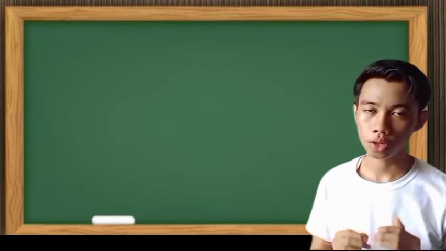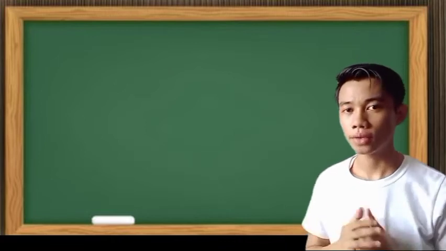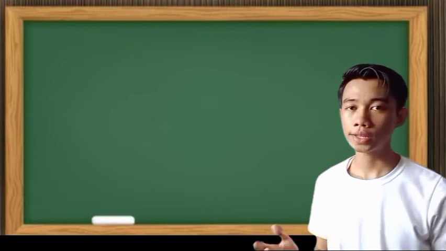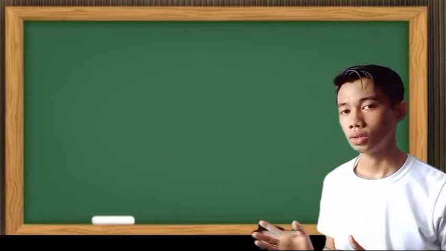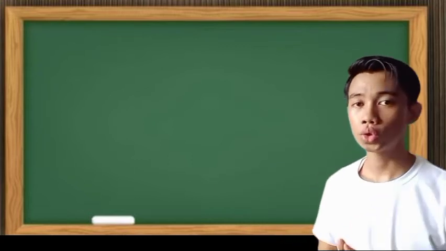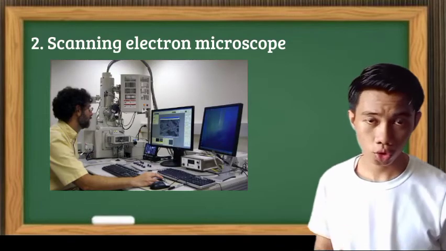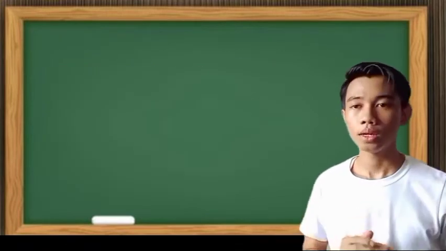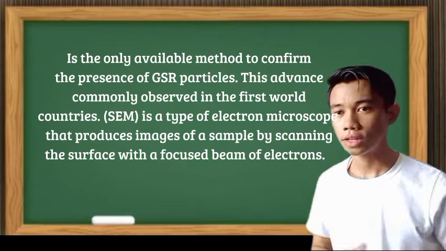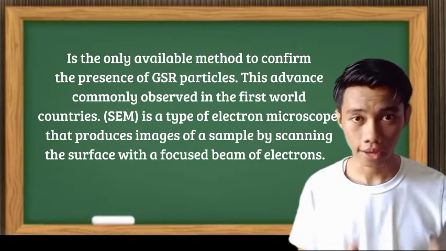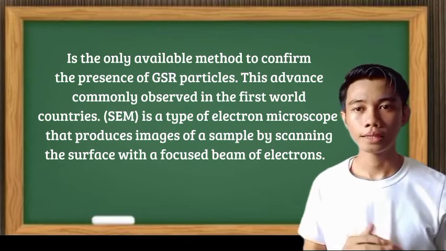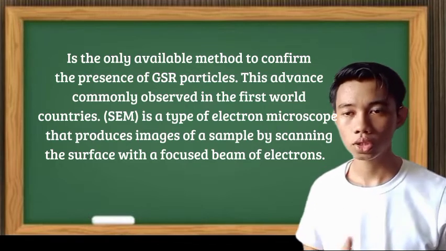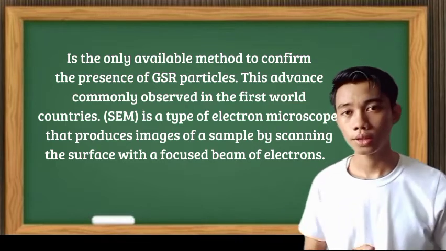If there is a conventional method, we have a more advanced method that forensic experts use in gunshot residue analysis for the nitrites and nitrates examination and detection. So moving forward, this method is also known as the scanning electron microscope. This is a more advanced method than the previous method, which is the paraffin test, that confirms the sample if it is positive for gunshot residue particle. So this advanced method is commonly observed and used in first world countries.